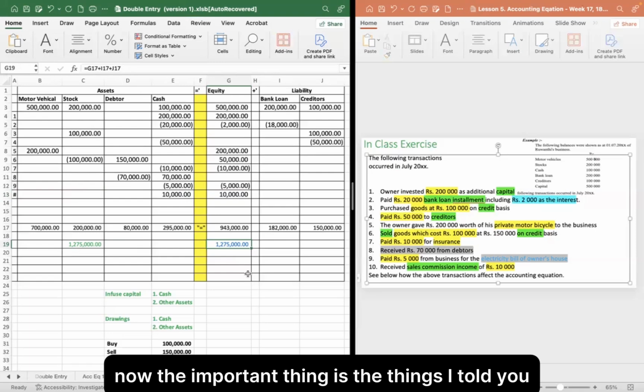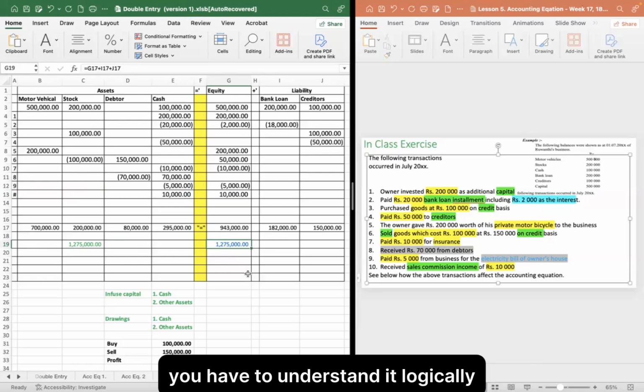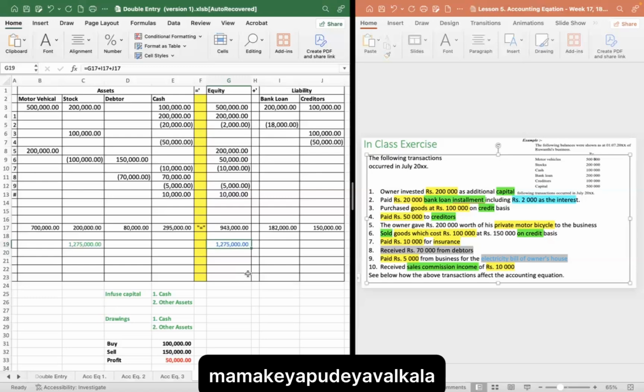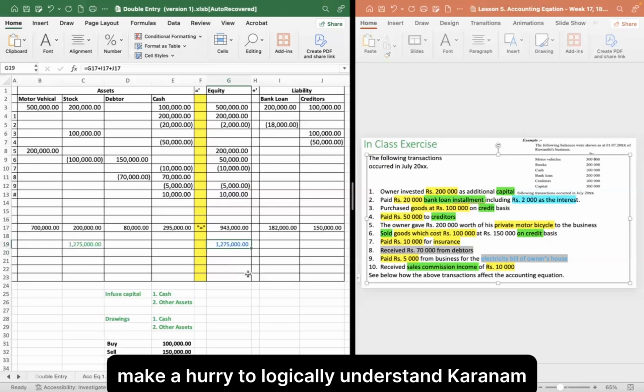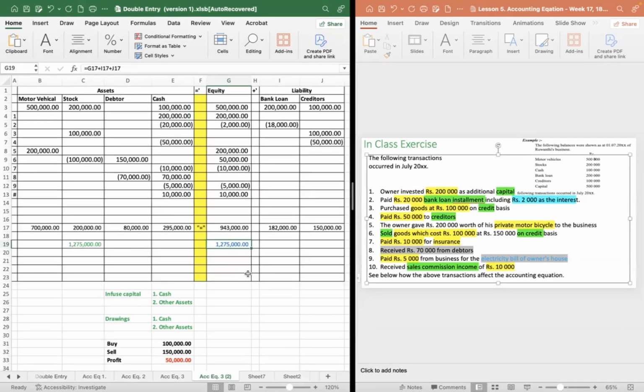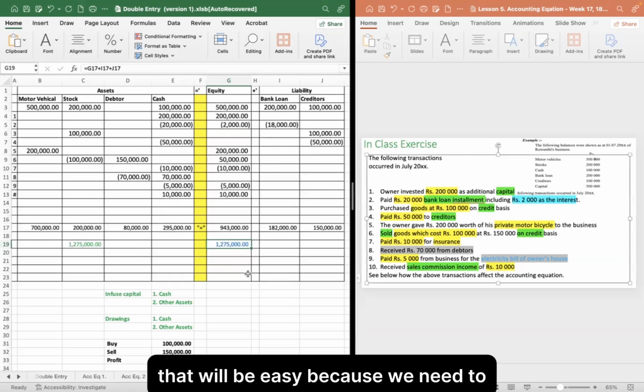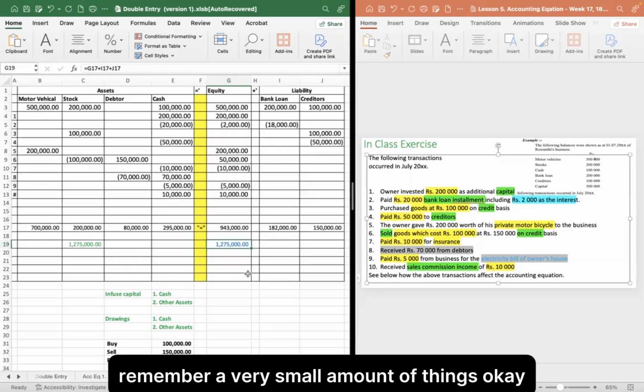Now the important thing is the things I told you, you have to understand it logically. Once you understand it logically, you can work out a question like this any time. Then we have to enter it as debit and credit. Okay, the next step will be easy because you need to remember a very small amount of things.